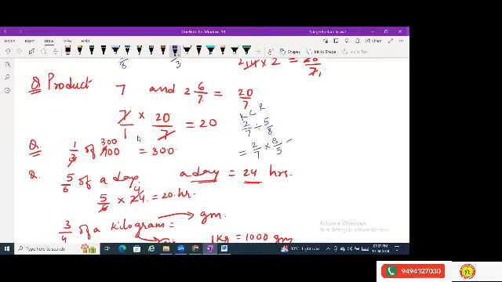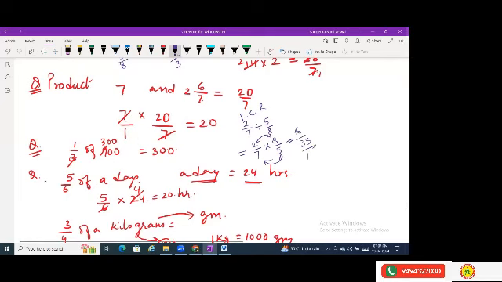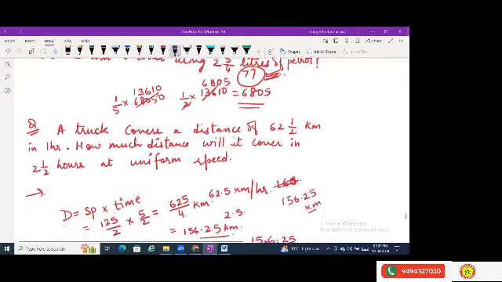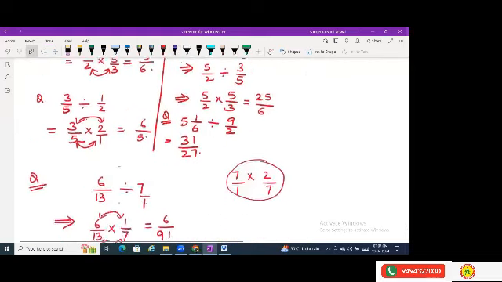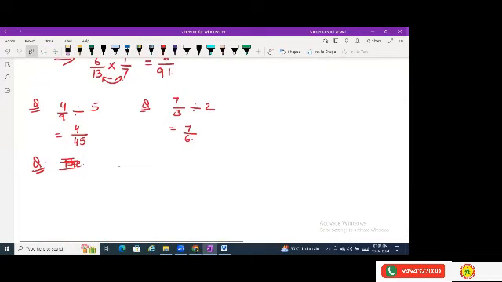When you get this, it becomes multiply, and multiplication is as usual: multiply the numerators, 2 into 8 is 16, and multiply the denominators together, 7 into 5 is 35. So this is what you get. Right? Okay, ma'am. Yes, ma'am. We had done some more questions also based on this, some different types of questions.